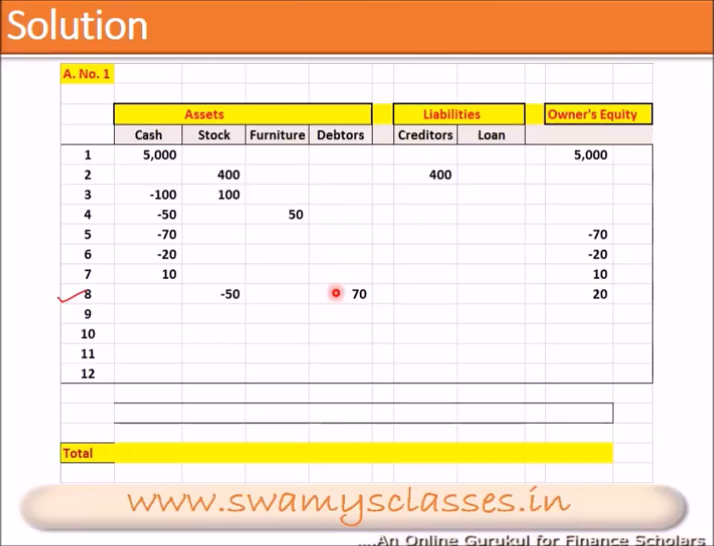When we sell goods, obviously stock goes out. But what is the value of stock going out? It's only 50 rupees. The difference between these two is what we call as profit. In simple terms, 50 rupees worth stock we are selling for 70 rupees, making a profit of 20 rupees. And you all know very well, profit belongs to owners. That is why your owner's equity will go up by 20 rupees. Thereby again, the left side of the equation matches the right side of the equation.